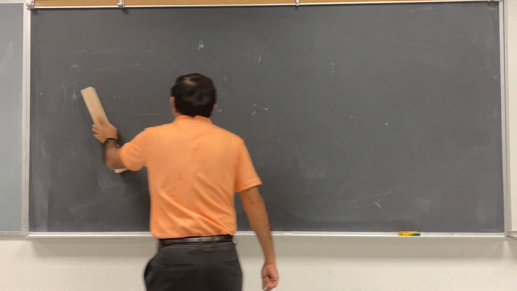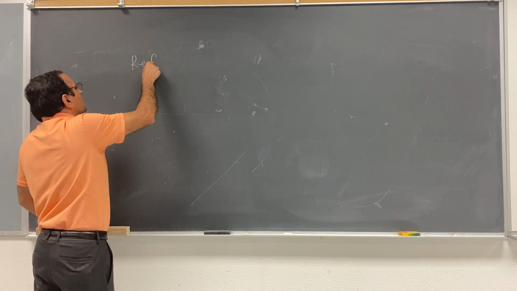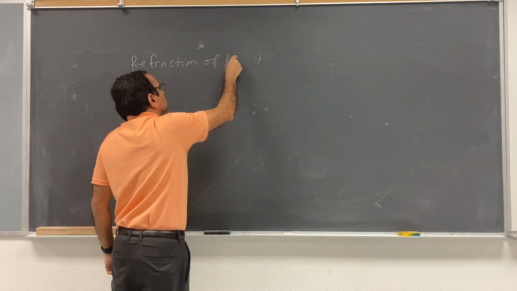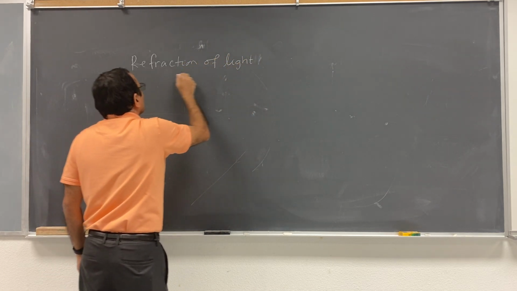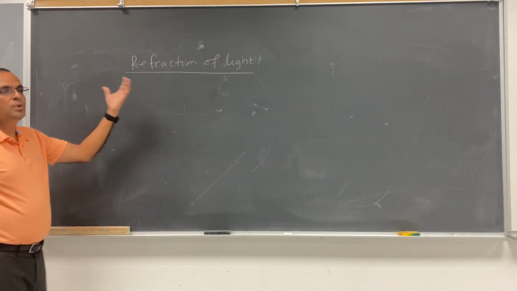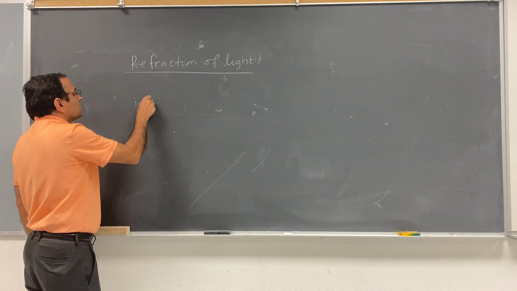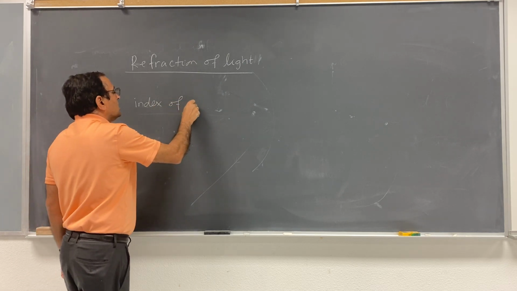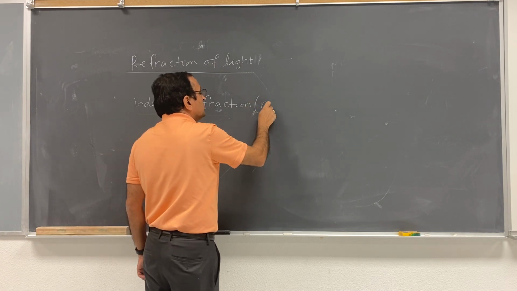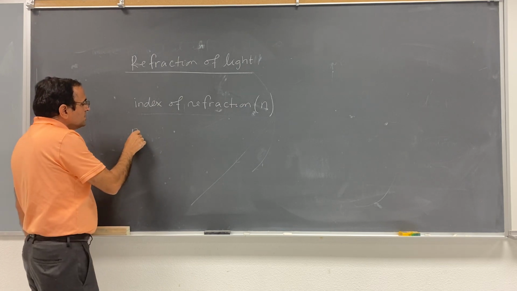Next topic, we are still in chapter 23. Next topic is refraction of light. Before defining the refraction of light, I want to define index of refraction first. Index of refraction is simply represented by n, and it is really simple.